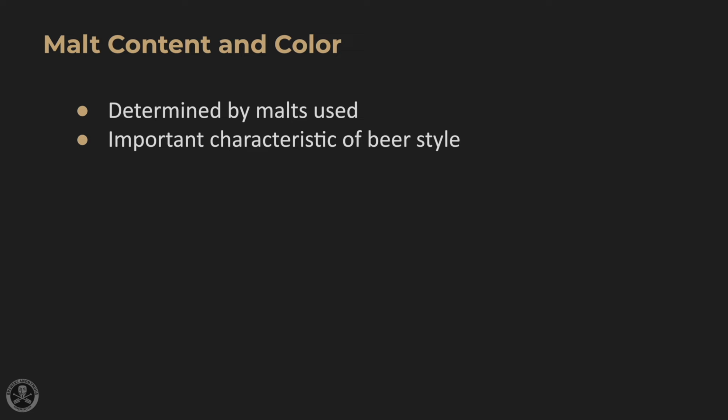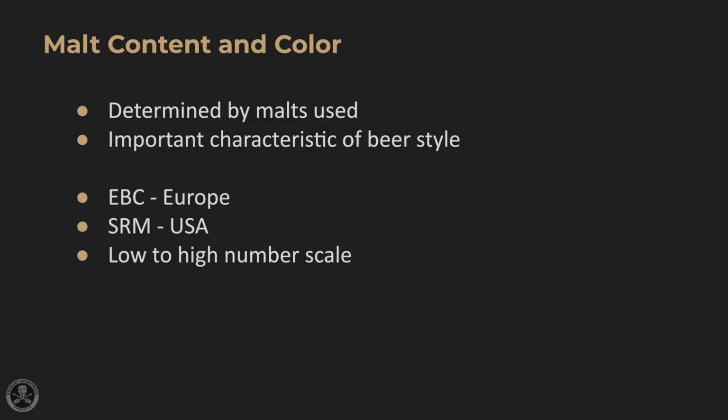Now, let's talk about color. Beer color is largely determined by the types of malt used. It's also an important and defining characteristic of any beer style. There's two scales used to measure the color of a beer. The EBC scale used in Europe and the SRM scale used in the United States. Both scales use a range of low to high numbers, with low numbers referring to lighter colors, and the numbers increase as the beer's color gets darker.